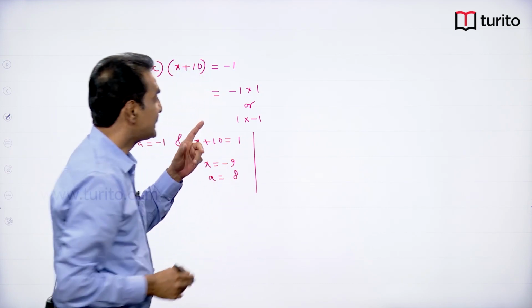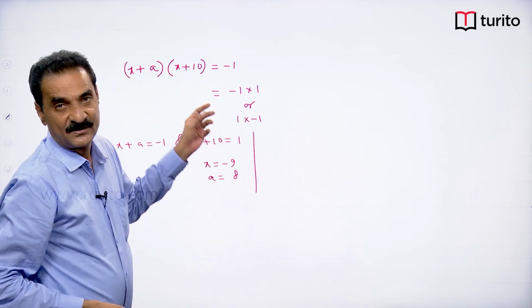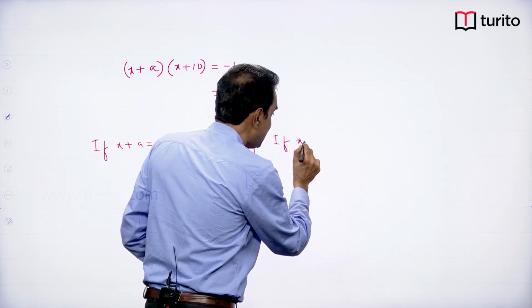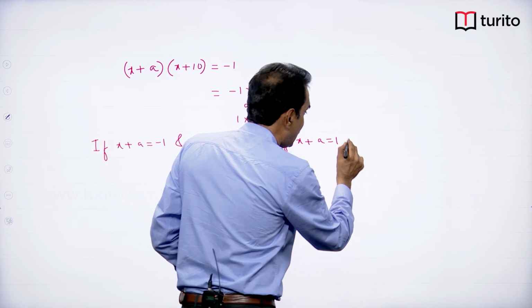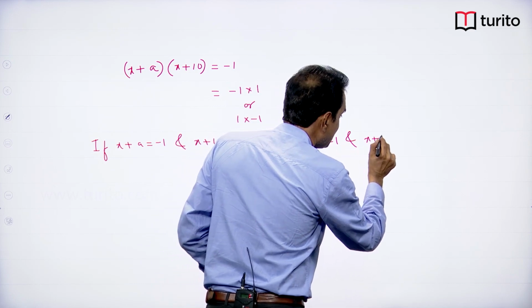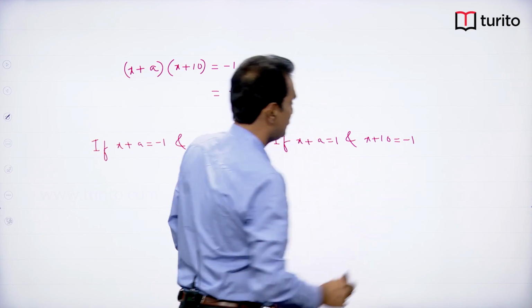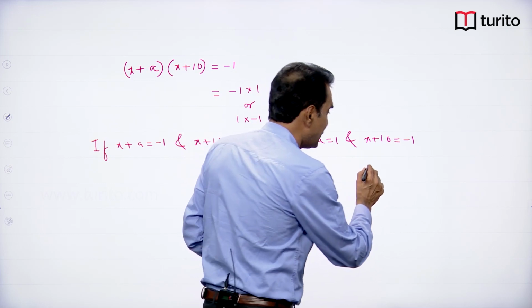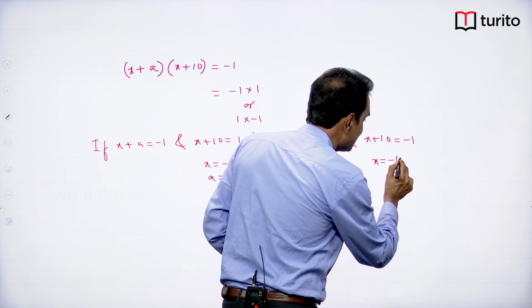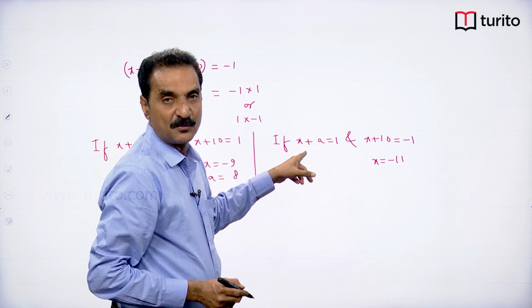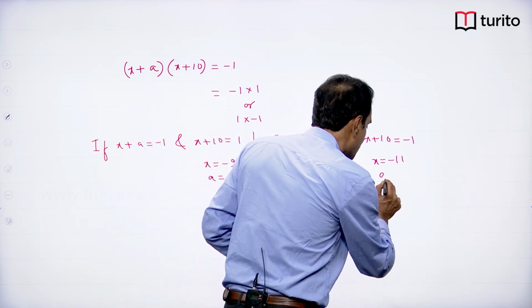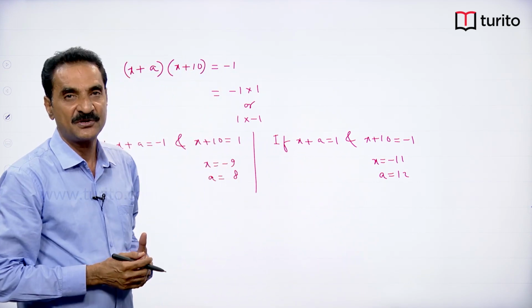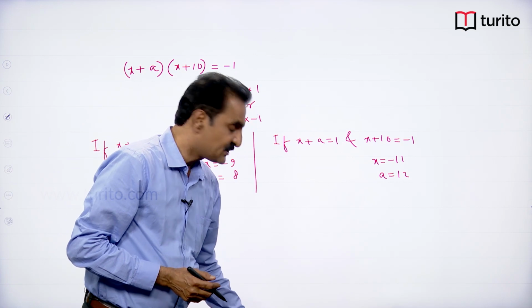Now what is the second case? 1 into minus 1. So x plus a should be 1 if x plus a is equal to 1 and x plus 10 is equal to minus 1. Then from the second equation we get x is equal to minus 11. Substituting x is equal to minus 11 here, you will get a is equal to 12. So, we got both the integral values of a for the question. Okay. Next question.